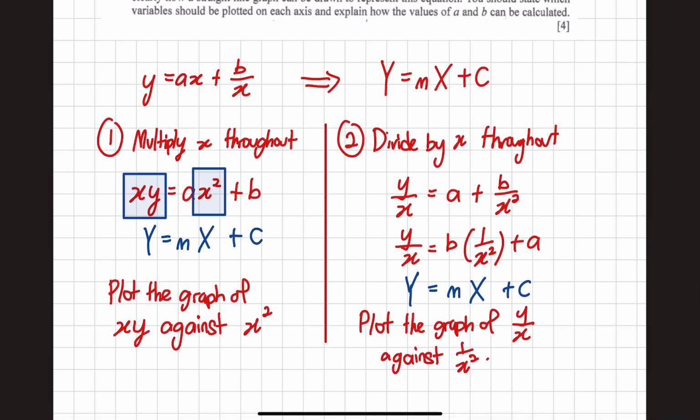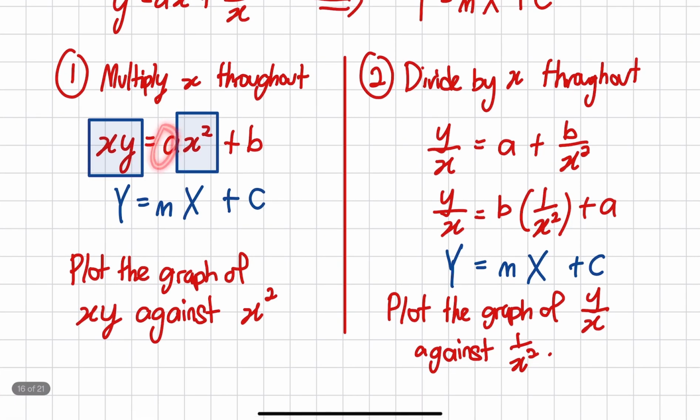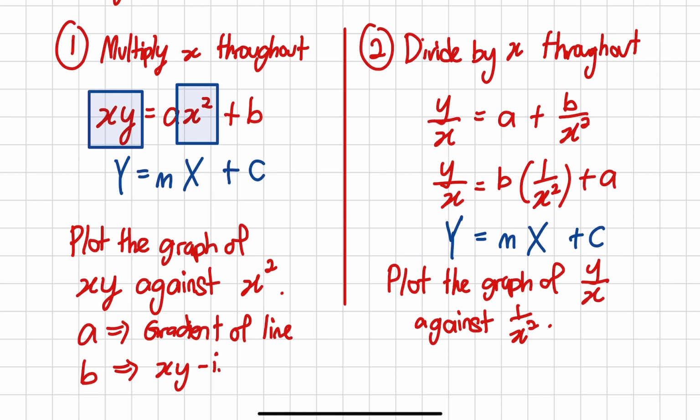The question also says explain how you can get the values of a and b. From the first part, we know that a is the gradient of the line, and b is the intercept. Now it's not the y-intercept but the xy-axis intercept. This is your new vertical axis, which is your xy axis.